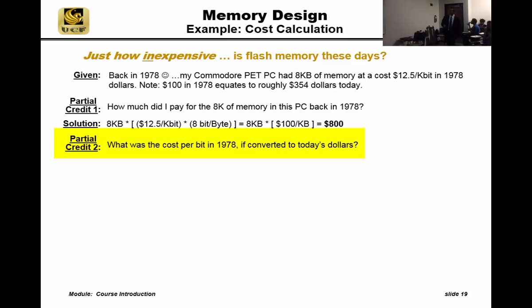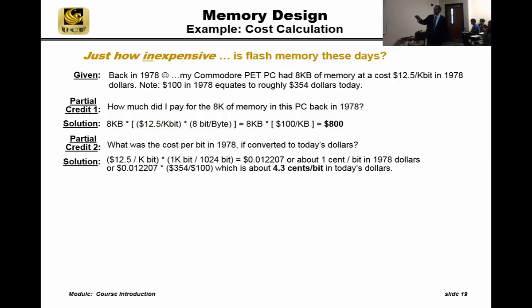What was the cost per bit in 1978 if converted to today's dollars? Well, there's this thing called inflation, right? And what is that? Everybody wants to get a little bit richer, so they raise the price every year by a few percent. It's not crazy like it used to be. When I first graduated from high school, if you wanted to get a mortgage, it was like 15%, and I'm not making this up, 15%, 13% interest per year. It was ridiculous. Now interest rates are super low.